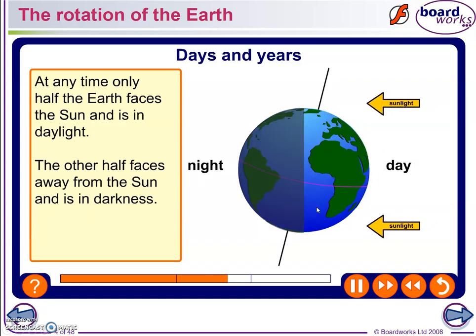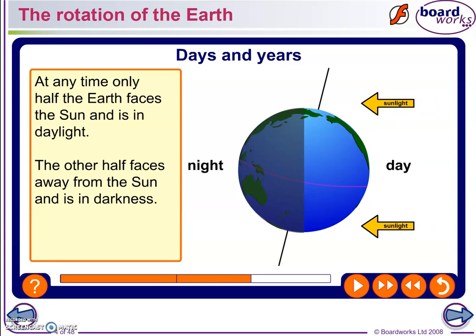Now you can see on your screens, at any time, only half the Earth faces the sun and is in daylight. So from the diagram, you can see that on the right-hand side is where the sunlight is coming from. Only that half of the Earth is in that sunlight and therefore it is daylight. The other half that faces away from the sun at that time is consequently in darkness, and that is obviously what nighttime is.